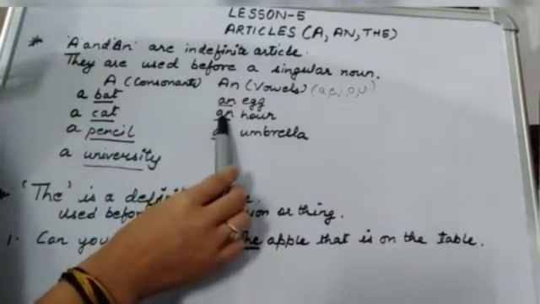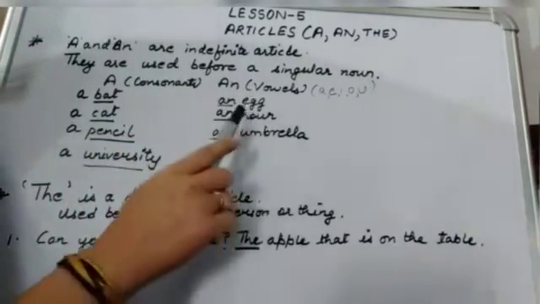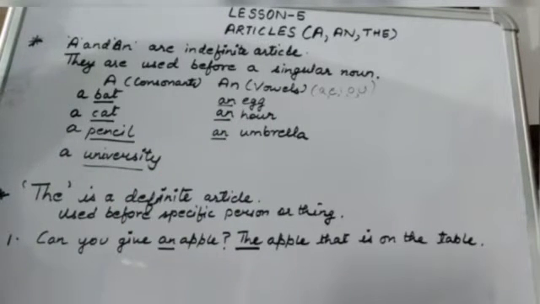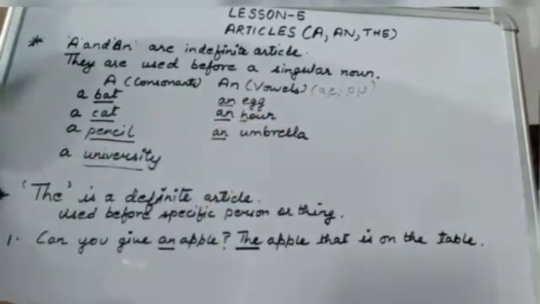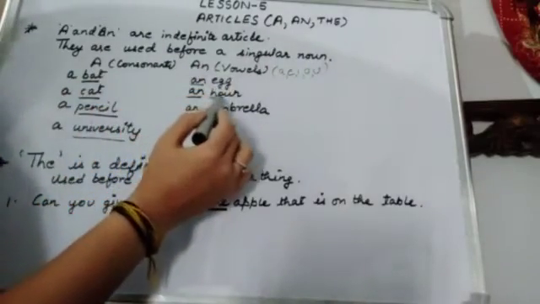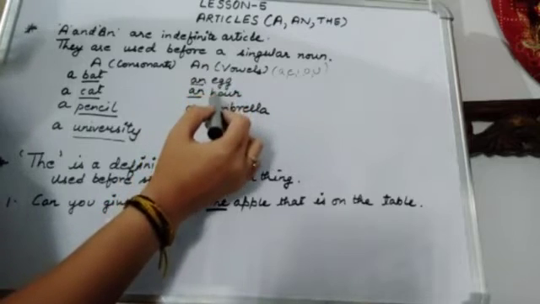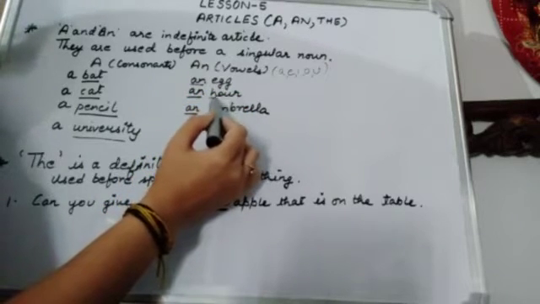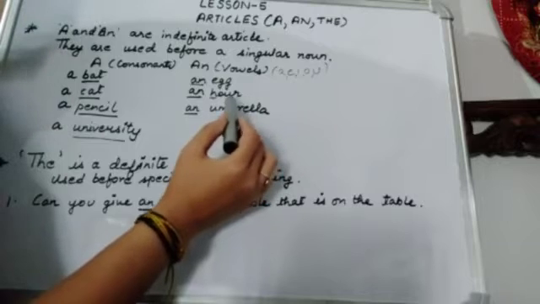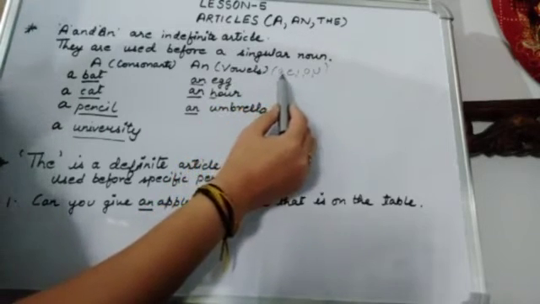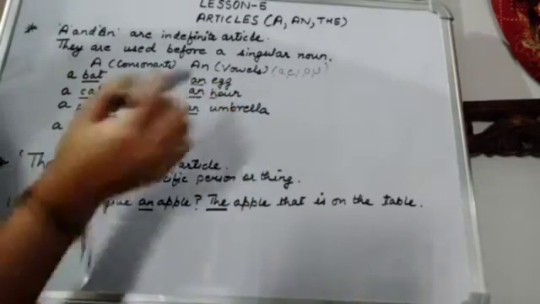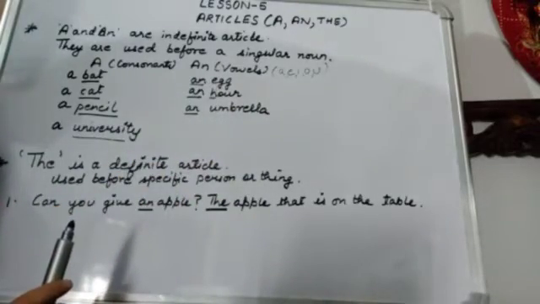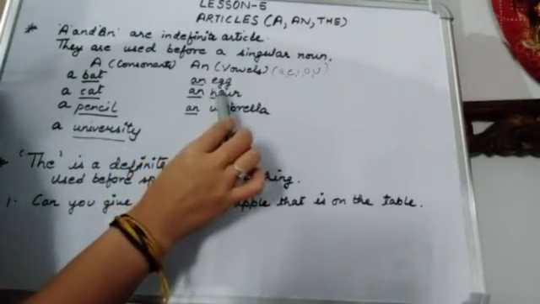Now class, here I have written an hour. Now H is a consonant. This letter is a consonant. This is not a vowel. Right. But why have I written an over here? Before hour I have written an. Okay. Why? Because when we pronounce this word, we do not pronounce it as her. We say it our. So here in this word, H is silent. We are not pronouncing the letter H. We are pronouncing it O, R.